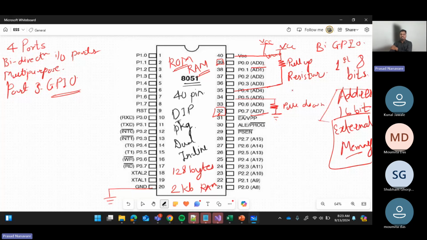Okay, this is multipurpose port again, port 0, which is general purpose input output port also, and it is also addressing the lower 8 bits of our external memory. Okay, it is multiplexing, those lower 8 bits are multiplexed using these 8 pins. Is it clear now?